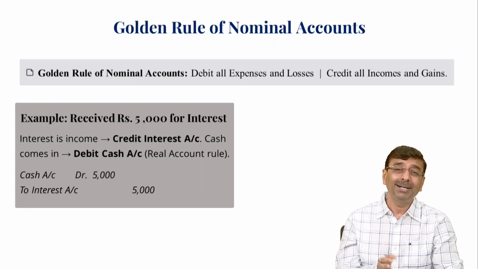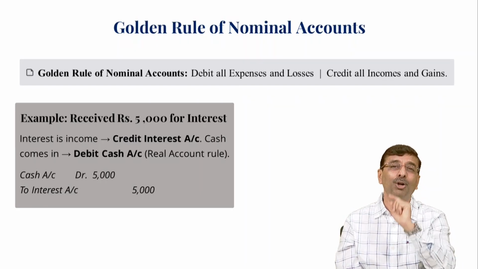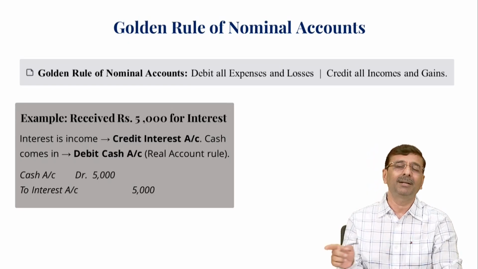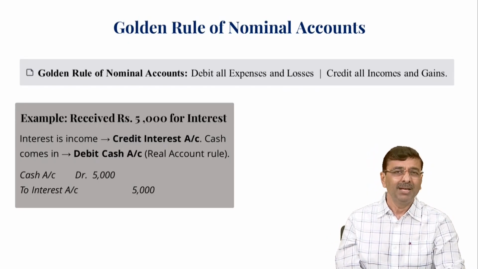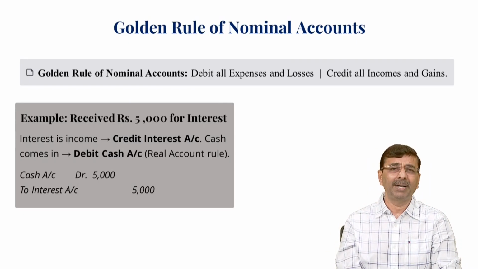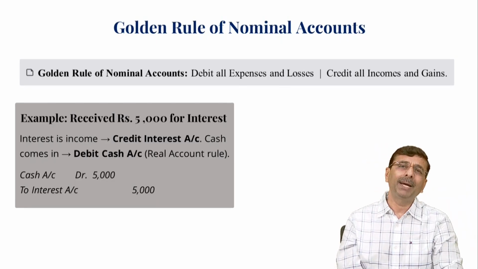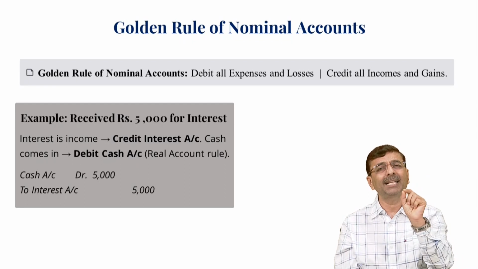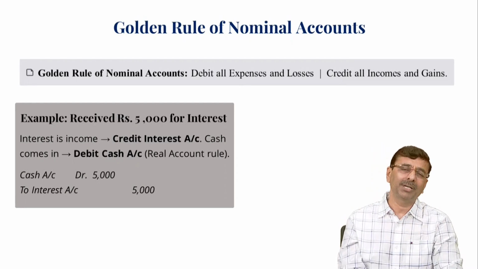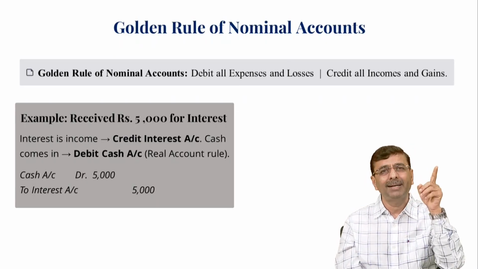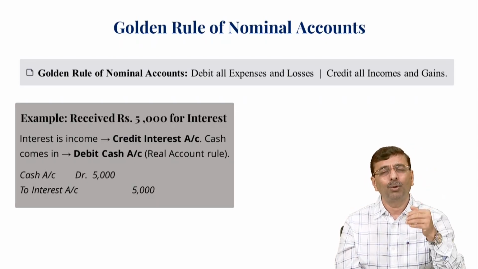What did you receive? You received interest. So the nominal account is applied here. Interest is your income. That's why the interest account is credited. Now consider any kind of expense you paid. Suppose you paid a salary to an employee. What did you pay? Salary. Salary is an expense, so the salary account is debited. You paid in cash. Cash goes out. The cash applies the real account. What goes out?